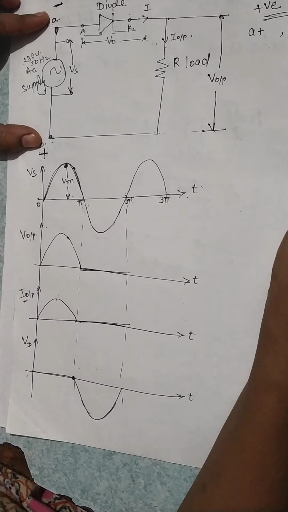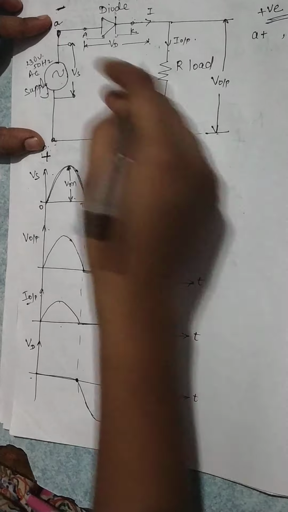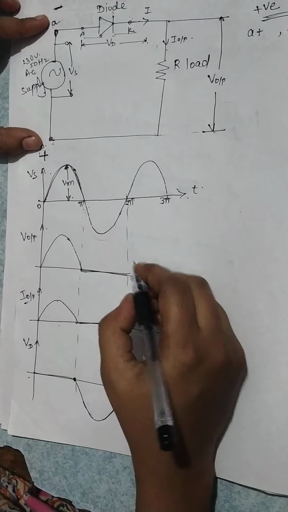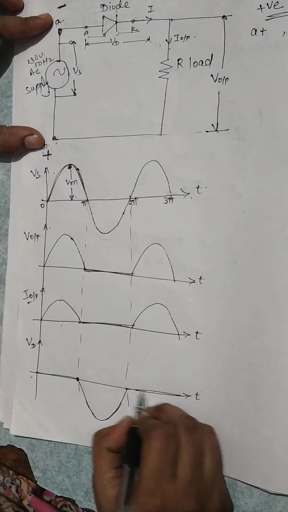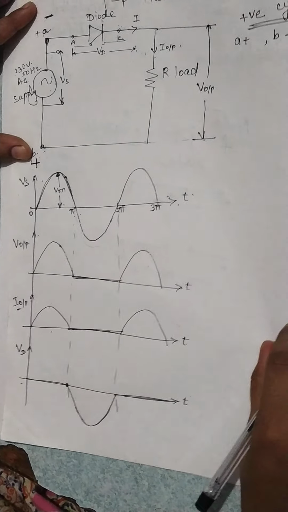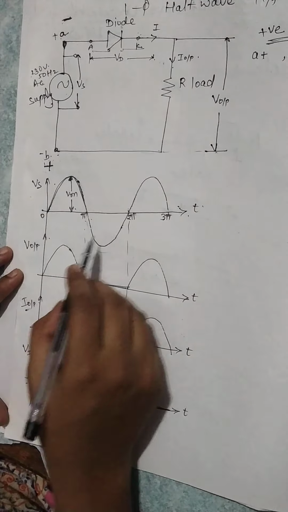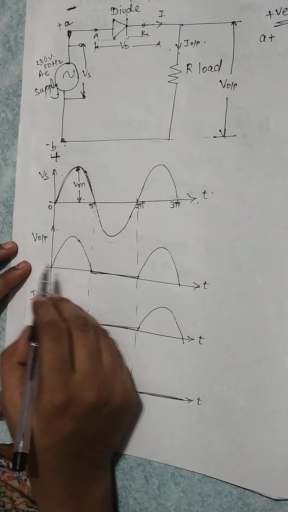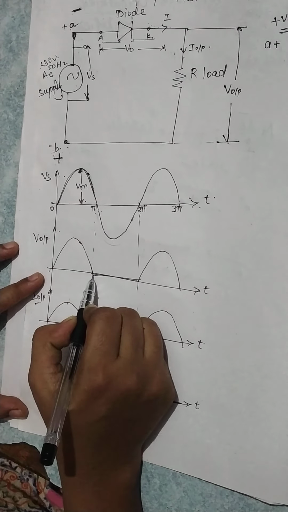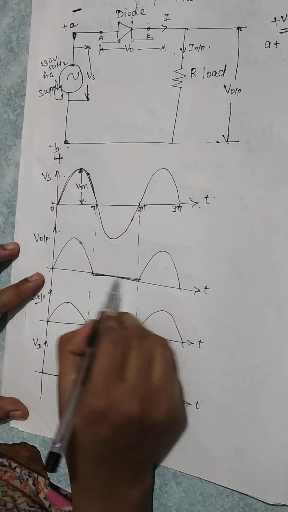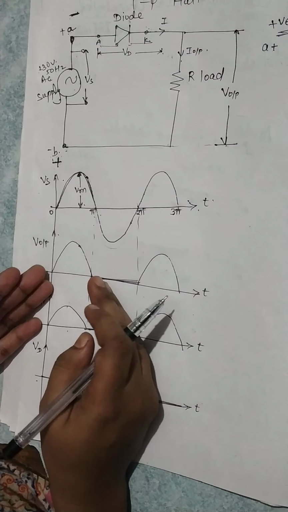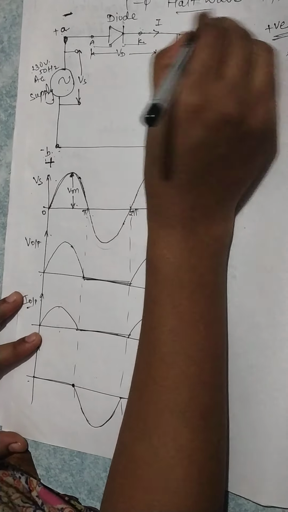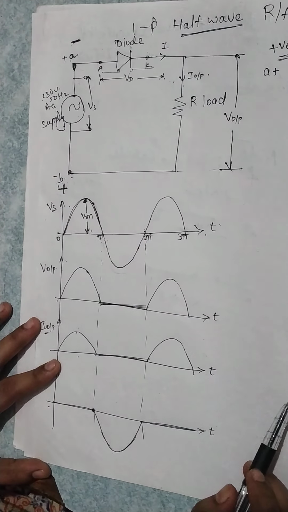Okay. Now next, positive half cycle, A is positive, B is negative, and the same cycle is repeating again and again. Clear? Now you can see in this output voltage waveform, in the positive half cycle you are getting the output voltage. In the negative half cycle we are not getting output voltage. So only for half of the supply we are getting output, and that's why its name is half wave. Clear?